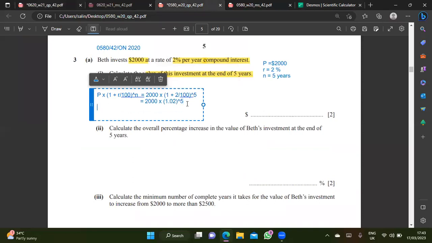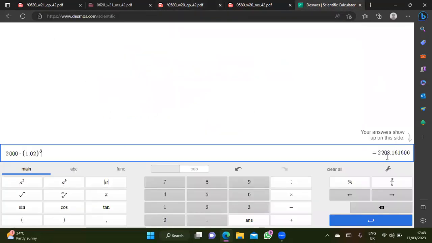So in other words, after this step, you can just key everything in your calculator, and then you can actually just get your answer, 2208. Now you can actually simplify the answer. You can round it off. If you see the calculator just now, 2208.16. If you want, you can take one decimal place, 2208.2. It is accepted. But if you want to round it off to a whole number, also it is accepted as well, 2208.